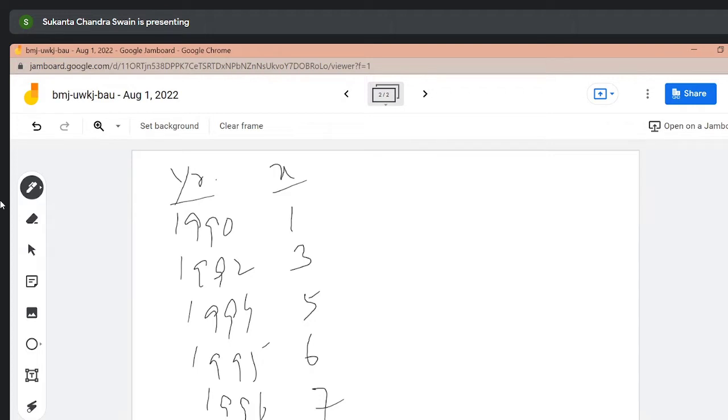In the previous example, because the years were consecutive, it was automatically 1, 2, 3, 4, 5. But here there are jumps: 92 to 94. So we will not take 1, 2, 3 like this. Rather, we'll start with 1. Then we'll see how far the second year is. 92 is 2 years from the first year, so 2 will be added to 1, and we'll get 3. Then 92 to 94, again a 2-year gap: 3 plus 2 is 5. Is it okay?